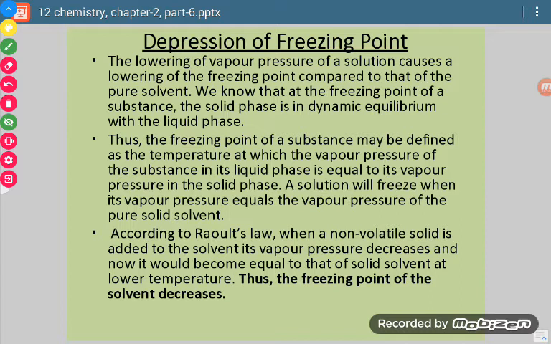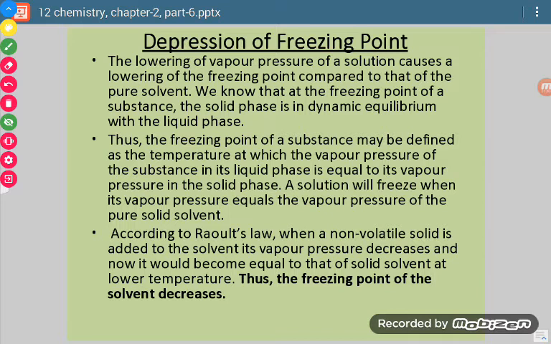what is freezing point? First of all, freezing point is that temperature at which its liquid and solid states have the same vapor pressure. That temperature at which solid and liquid phases of a substance have the same vapor pressure is called freezing point. Okay. So now if we are adding a non-volatile solute, then the freezing point will be low. Okay. So because this condition has to be met.